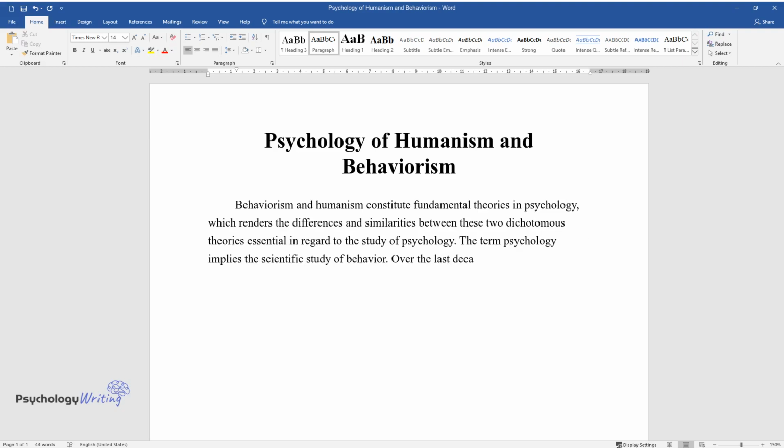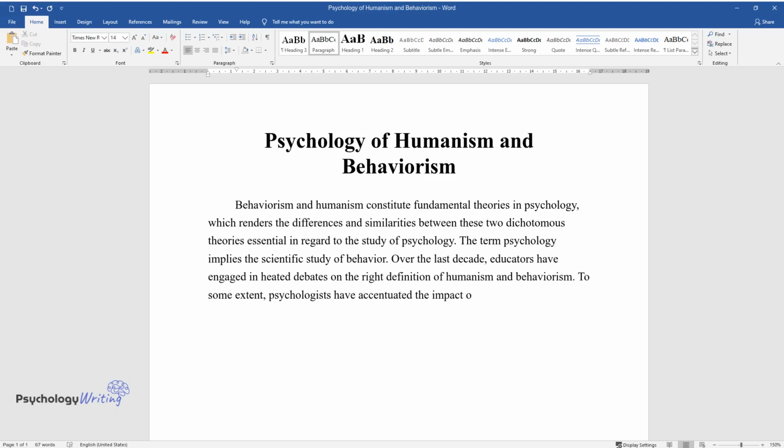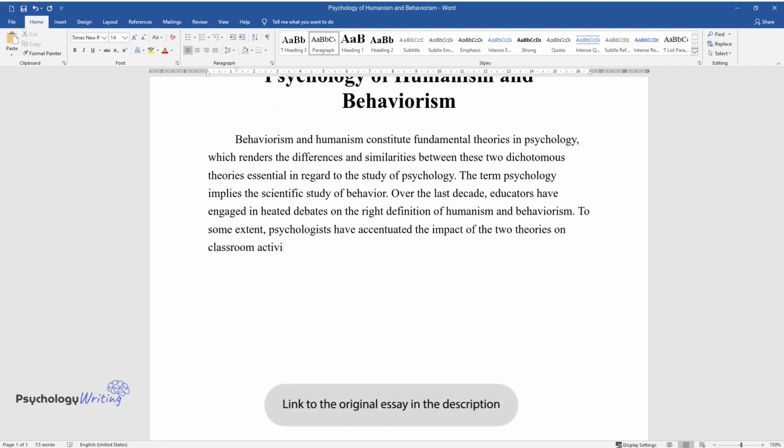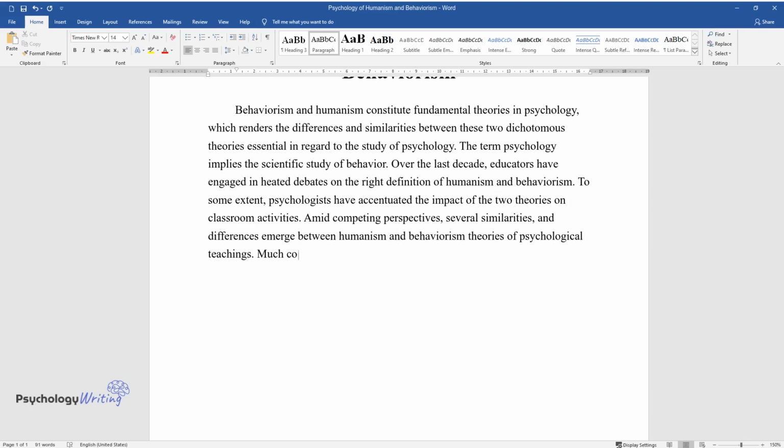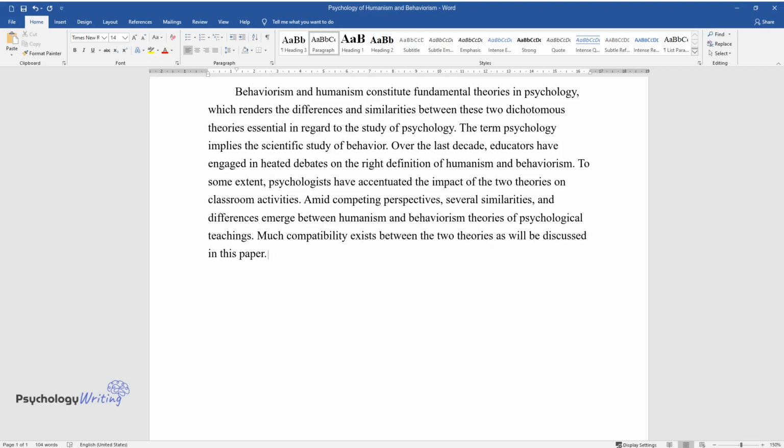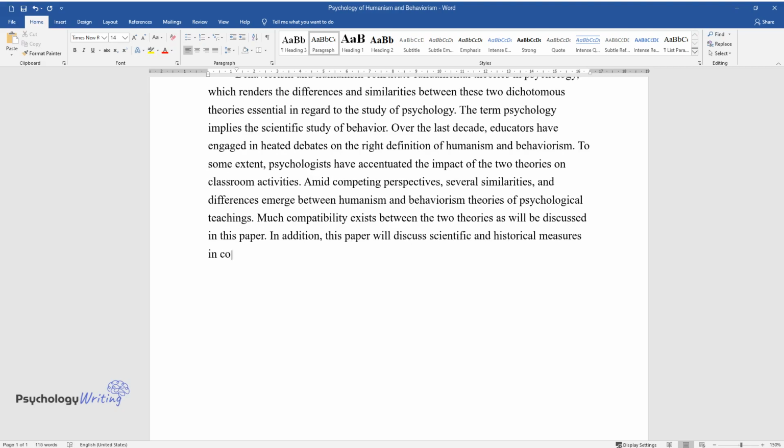Over the last decade, educators have engaged in heated debates on the right definition of humanism and behaviorism. To some extent, psychologists have accentuated the impact of the two theories on classroom activities. Amid competing perspectives, several similarities and differences emerge between humanism and behaviorism theories of psychological teachings. Much compatibility exists between the two theories, as will be discussed in this paper. In addition, this paper will discuss scientific and historical measures in comparing and contrasting these two terminologies.